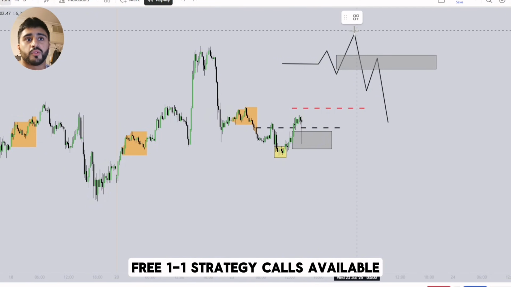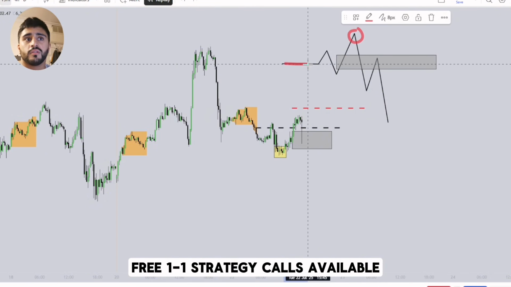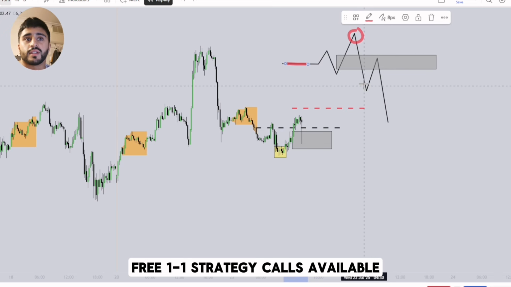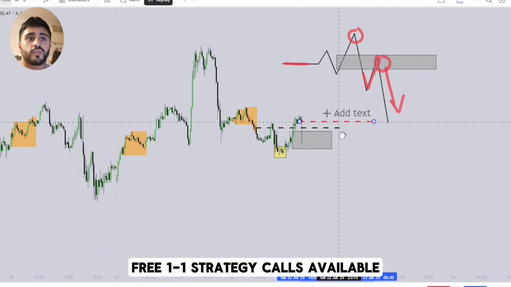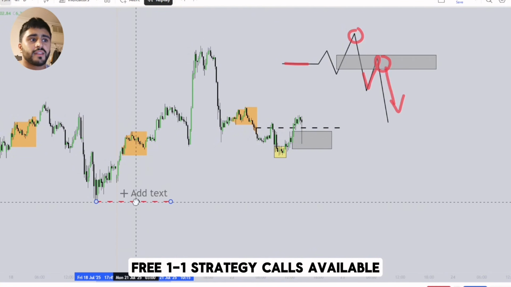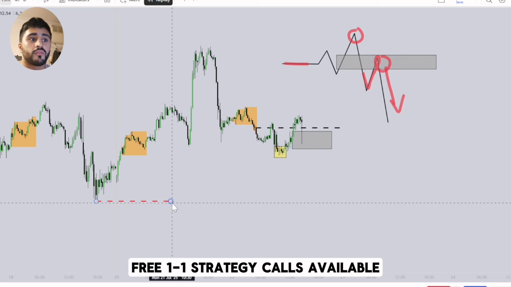It's actually quite simple. You look for a manipulation, open, manipulation, break and retest. So that's going to be your break, and there's your retest to head lower, and you're targeting the previous day low. This red line is the previous day low. In this case, it's the previous day low from Friday.